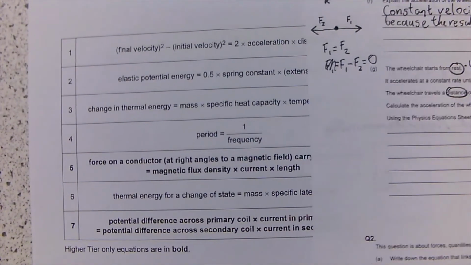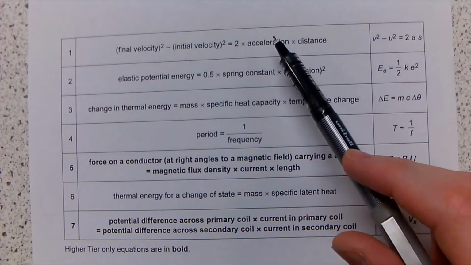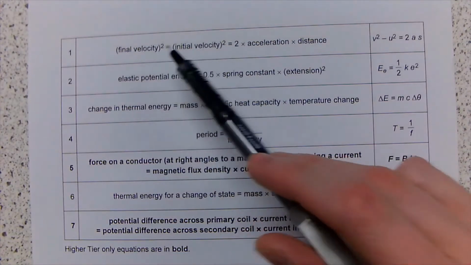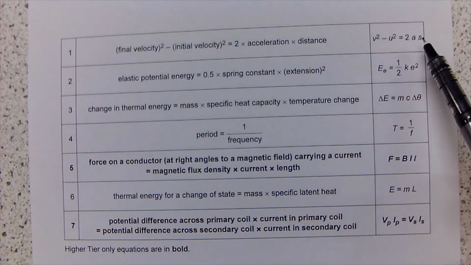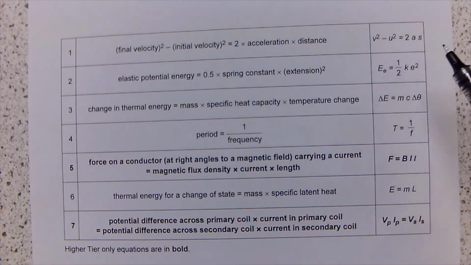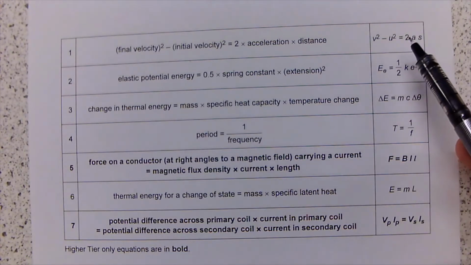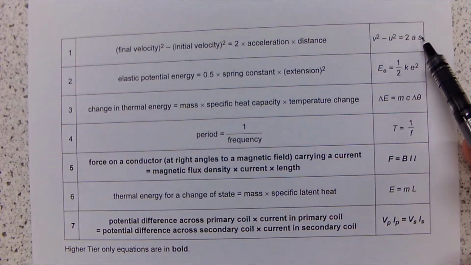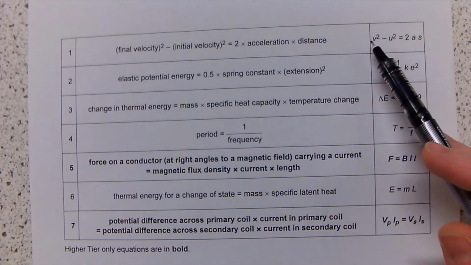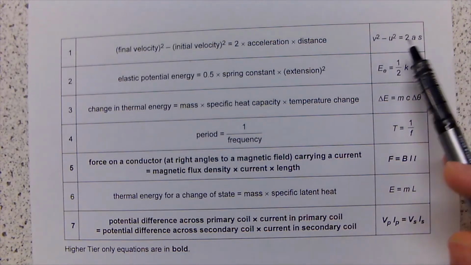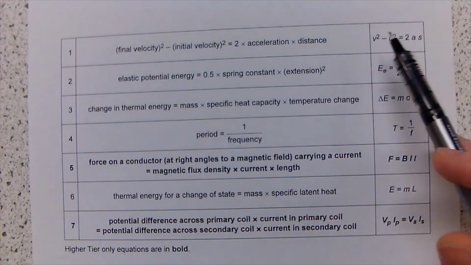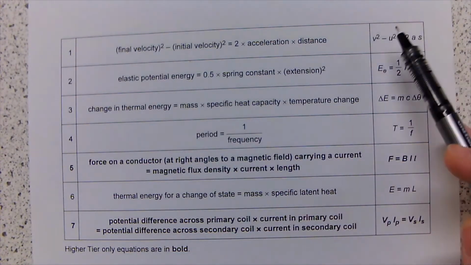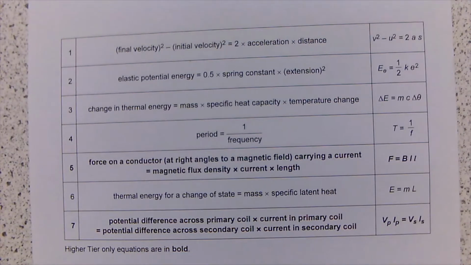Now if I go back to my equation sheet, it's the very first one up here. It's got initial velocity, final velocity, acceleration, and distance. And we call it a SUVAT equation. If any of you go and study A-level physics, you will become much more familiar with SUVAT and A-level maths. We call it SUVAT because we've got the 5 terms S, U, V, A, and T. S is distance, U is initial velocity, V is final velocity, A is acceleration, and T, which is not included in this particular SUVAT equation, is for time.